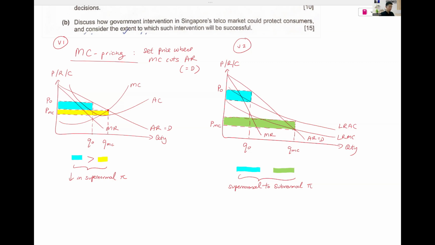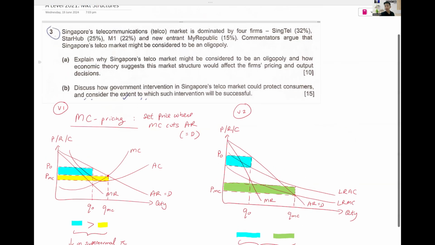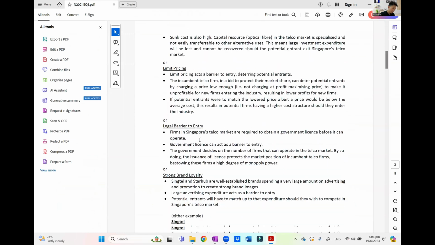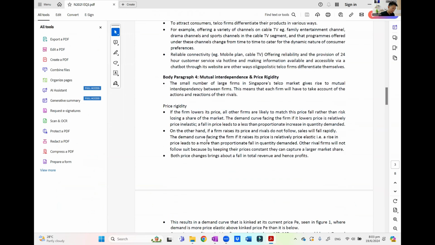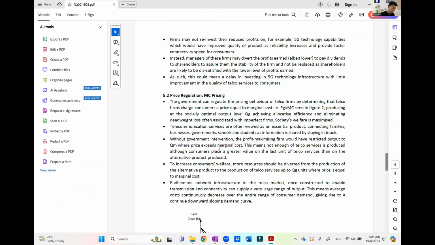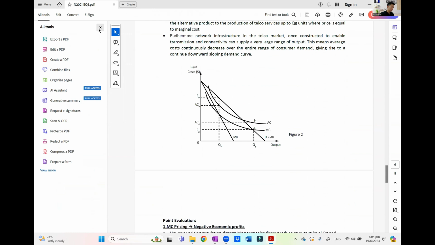This question was from 2021 A levels. Not so long ago, right? But that was before your R1, R2, E1, E2 came out. So if I look at the different schools' attempts to answer this question, this is NJ. In the NJ answers, they use this one, which is version 2.